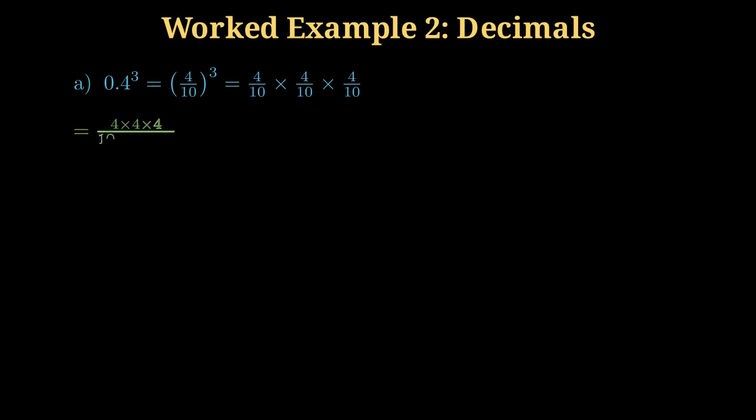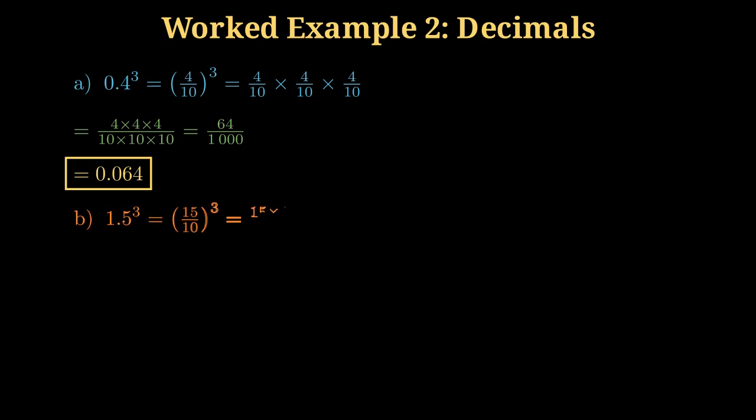Multiply the tops. 4 times 4 times 4 is 64. Multiply the bottoms. 10 times 10 times 10 is 1,000. 64 thousandths as a decimal, 0.064. Notice the pattern, 1 decimal place in the number gives 3 decimal places in the cube.